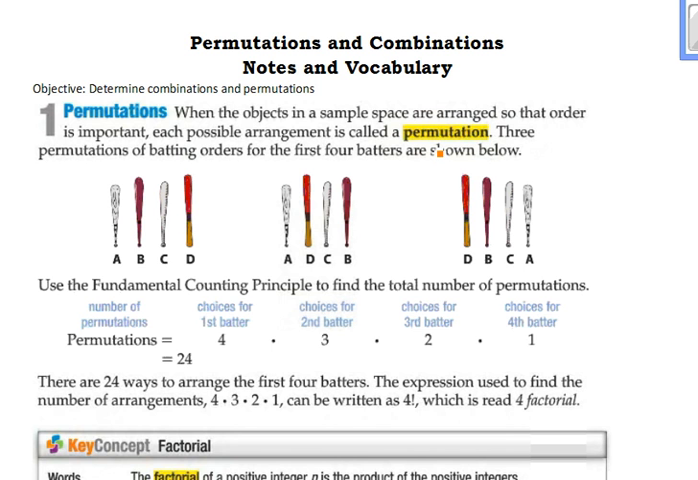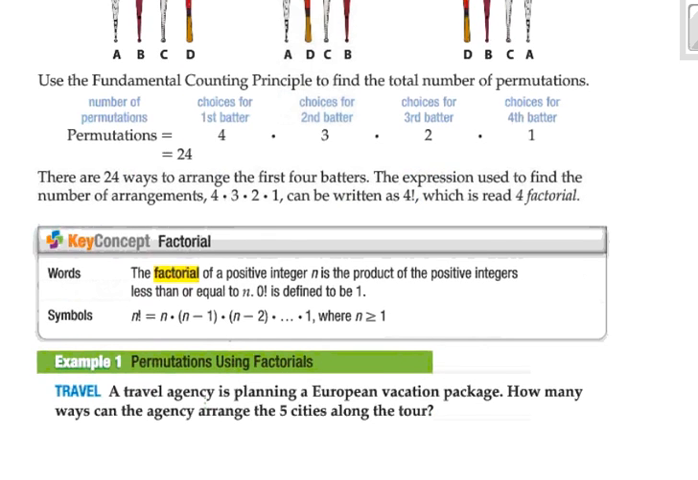Okay, I stated it, but here it is again. When objects in a sample space are arranged so that order is important, each possible arrangement is called a permutation. They do a good job showing the examples here. Okay, they also show you how that factorial works, but again, we remember that if we hit the number, so if we hit 9, and then we go to math, and we go to PRB, 4 is that factorial button.